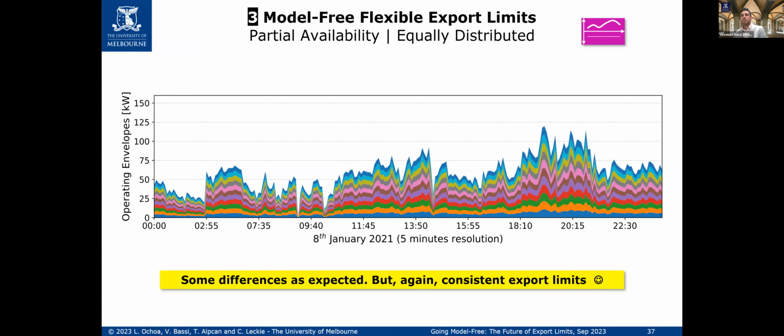And this is because, as I was saying before, we are underestimating that point, and the neural network sees there is a little bit of voltage headroom. Again, we can see that around 3 a.m., around noon, and in late afternoon, we have high flexible export limits. So this is consistent with the actual voltage profile. But of course, there are some limitations as we are not seeing all the information from the low voltage network.